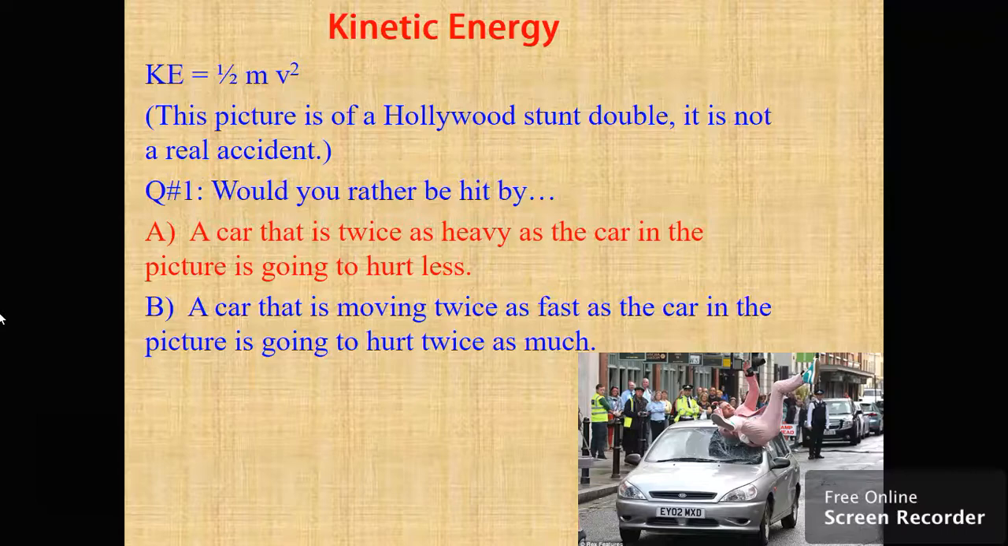So, would you rather be hit by? The correct answer is A. You'd rather be hit by a car that's twice as heavy because then you get twice the kinetic energy. But if you double the speed, then you're going to be hit with 4 times the kinetic energy. And that is going to be twice as bad for you.